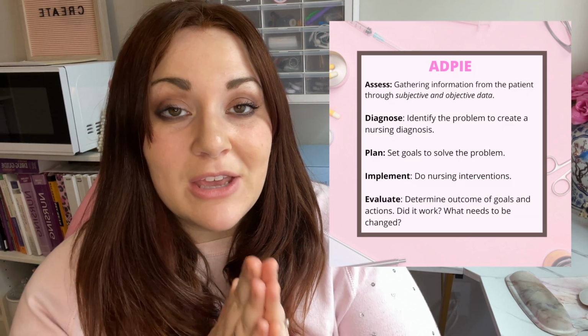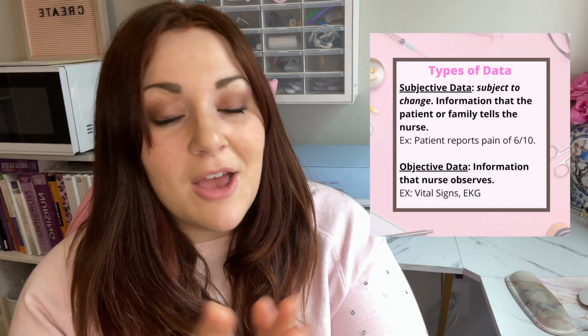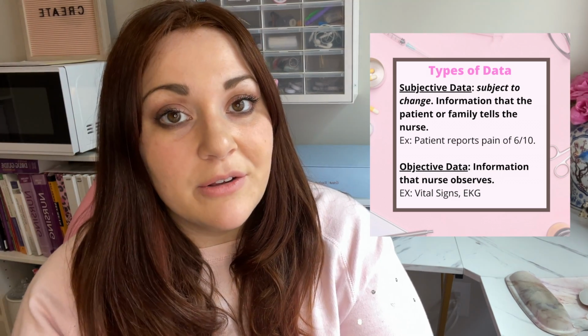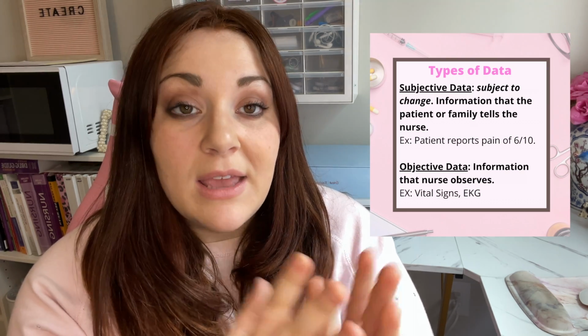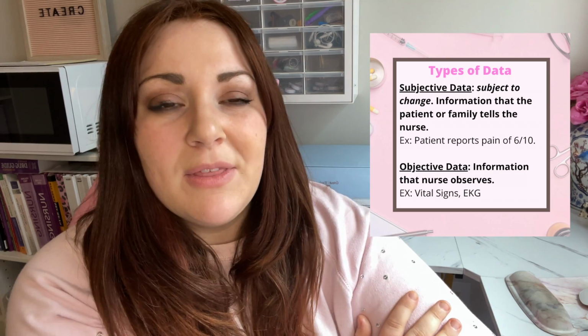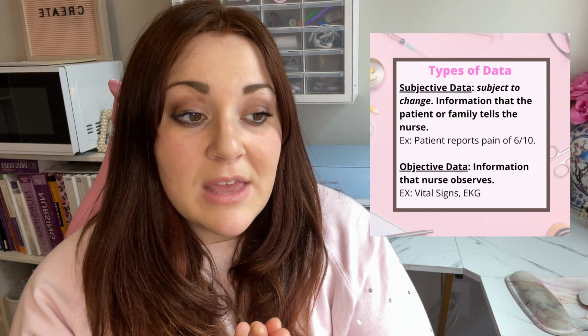Now there's something important that you should know, that there's two different types of data. There's subjective data and objective data. So subjective data, I always remember this as subject to change. So there are things that the patient might tell the nurse, or the family or friends might tell the nurse. Whereas objective data is data that the nurse observes. So this could be their vital signs, this could be the patient's EKG, or if the patient is trying to raise their arm and they start to grimace. So this is information that the nurse will observe. So that's subjective versus objective data.